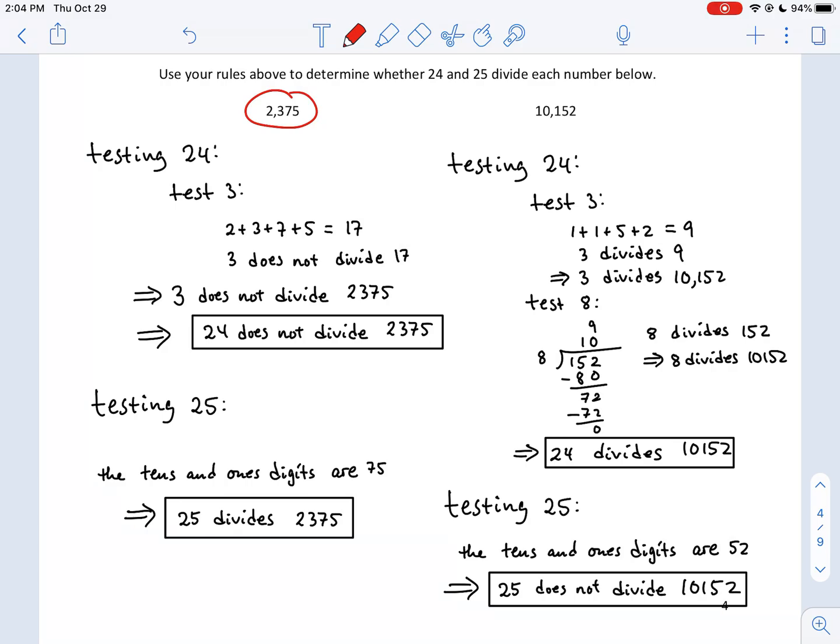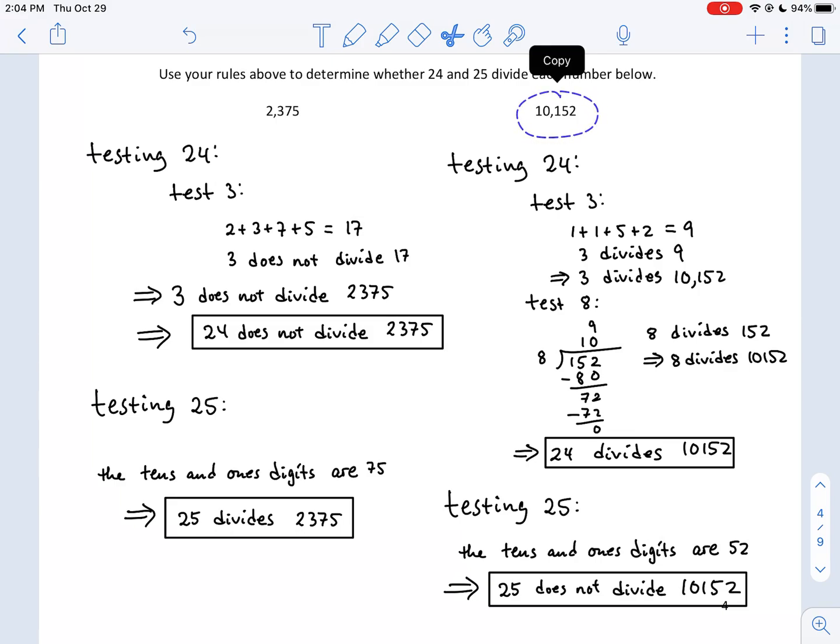Let's see, this number here, 2,374, is not divisible by 3, because when you add the digits, you get 17, and 17 is not divisible by 3. Therefore 2,375 is not divisible by 3, therefore it can't be divisible by 24. However, the last 2 digits are 75, so that does make this divisible by 25.